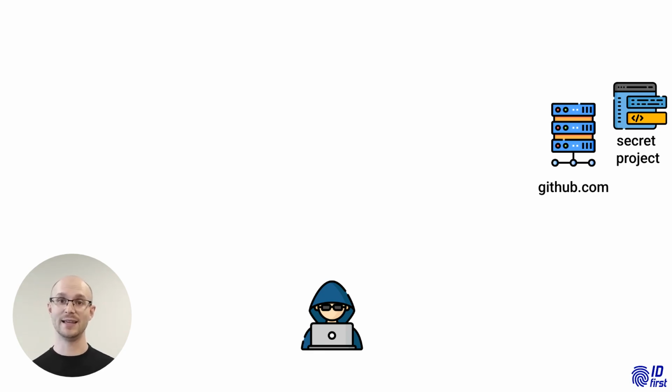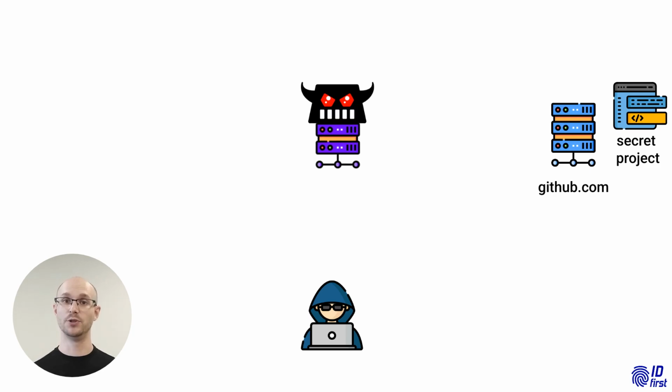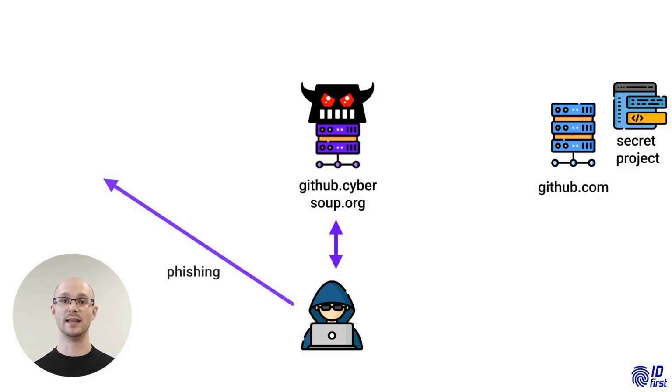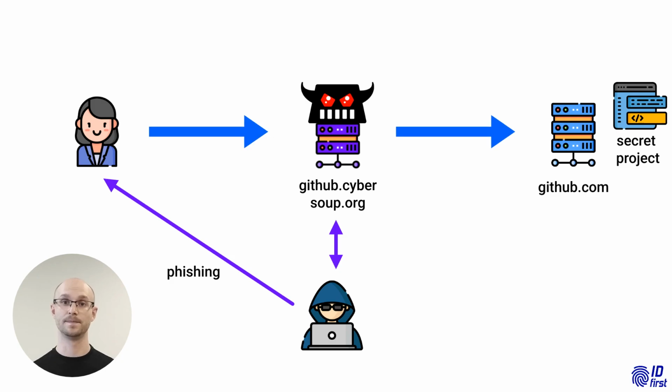For this attack, the attacker has set up a man-in-the-middle proxy using Evil Jinx, an open-source tool designed to demonstrate this type of attack. The attacker also configures a phishing domain, in this case githubcybersoup.org, and crafts a phishing email containing a deceptive link. The email is sent to the victim, and now the attacker waits for the victim to take the bait.